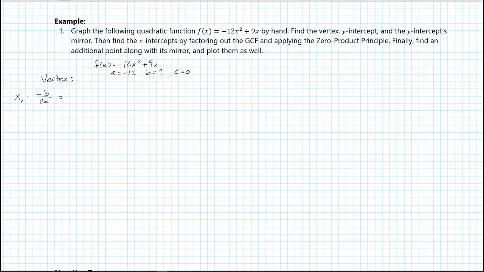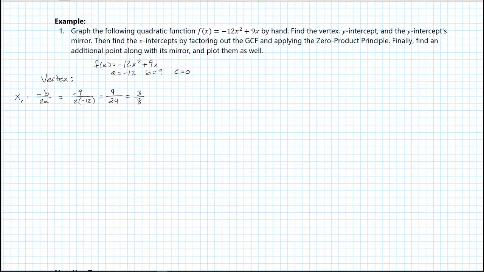So the x value of the vertex is going to be negative 9 over 2 times negative 12. Go ahead and simplify this down. This will be a positive 9 over 24. And then we'll go ahead and reduce this. We've got 3 over 8 here. Not the most fun number, but I think we can make do.